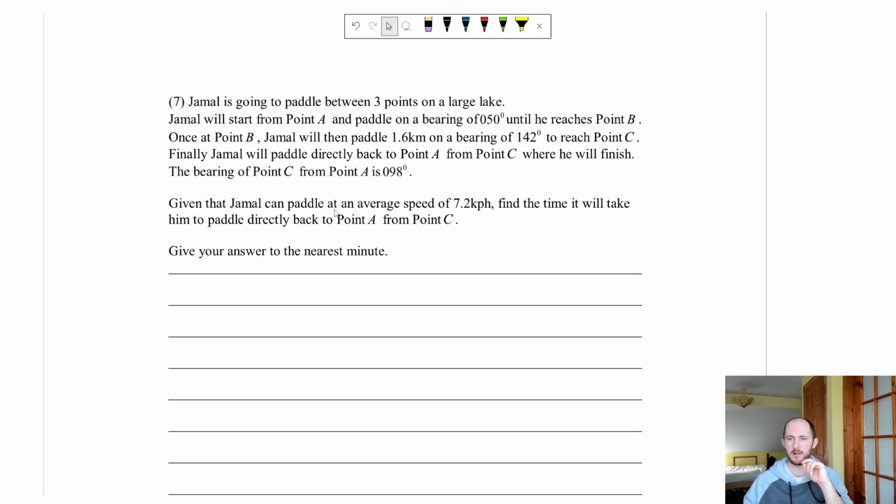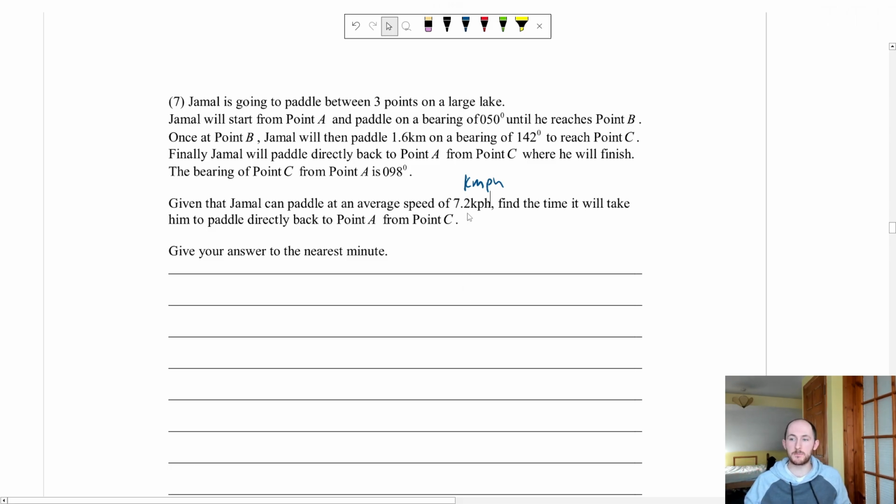Okay, given that Jamal can paddle at an average speed of 7.2 kph. Okay, this should be kilometers per hour, but kph is fine. Find the time it would take for him to paddle. Okay, this is one of those questions where you look at it and you think, what the hell do I do? So, take a second.